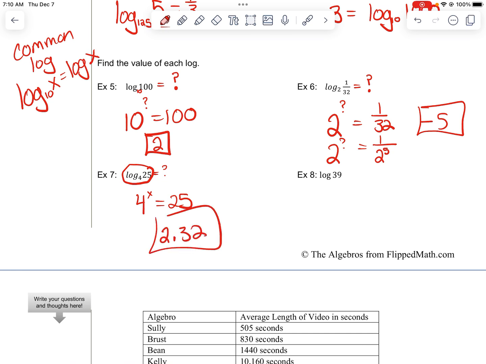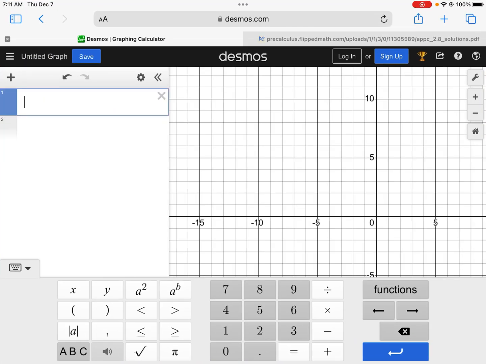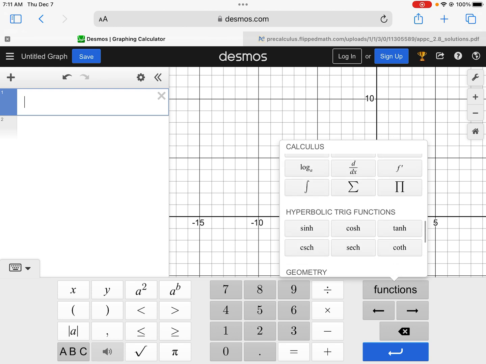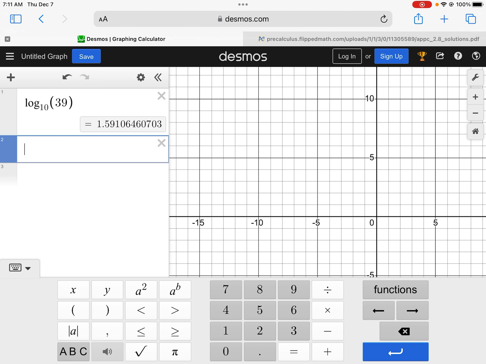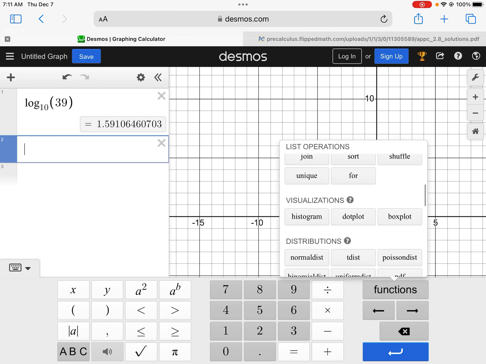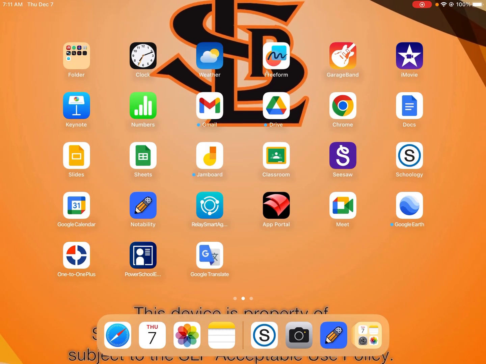And that makes sense. 4 squared is 16, and 4 cubed would be too big. And so this one, log of 39. Again, on Desmos, it's under functions. Log. If I don't put a base, it assumes it's base 10. Oh, maybe I do have to put a base. So log base 10, 1.59. I don't know if a common log is on here. Oh, yep, there is. So log of 39, you'll see we get the same thing, 1.59.